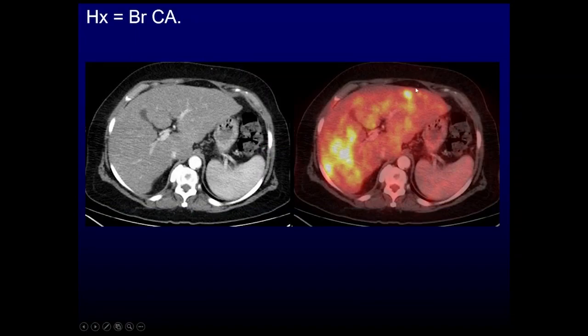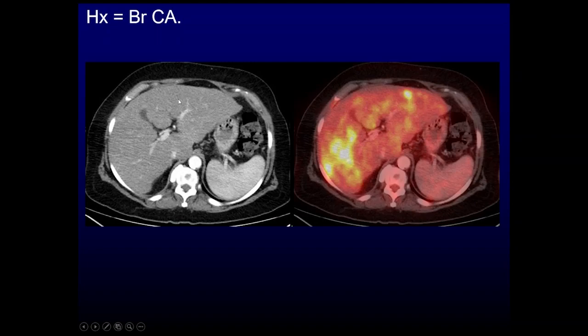Outside the bones, if we look at the liver, FDG PET may demonstrate hepatic metastases, which can be missed on CT, even in this contrast-enhanced CT. Why might this be the case? Well, take a look at the attenuation of this liver. It's low compared to the spleen and muscle. So this is a liver with hepatic steatosis.